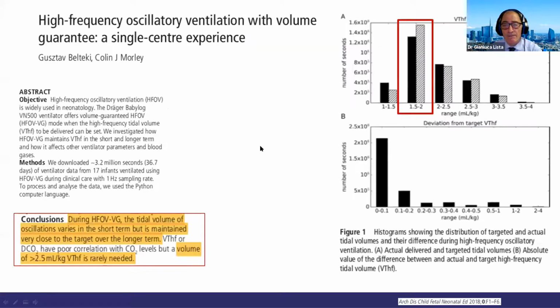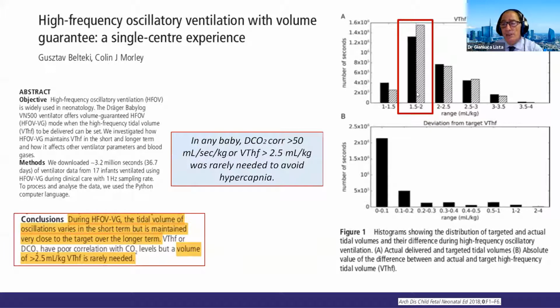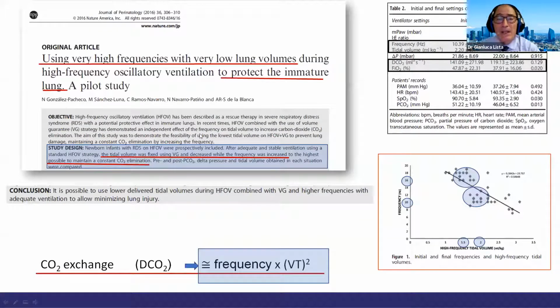faster weaning. In this paper published by Colin Morley in 2018, in preterm infants on HFOV for RDS, they demonstrated that using a tidal volume of about 1.5 to 2 was enough to maintain a normal DCO2, and rarely did the baby need to increase the tidal volume to more than 2.5 in order to maintain a stable DCO2. In order to be lung protective during high frequency, we are trying to use a very high frequency with the same low tidal volume.